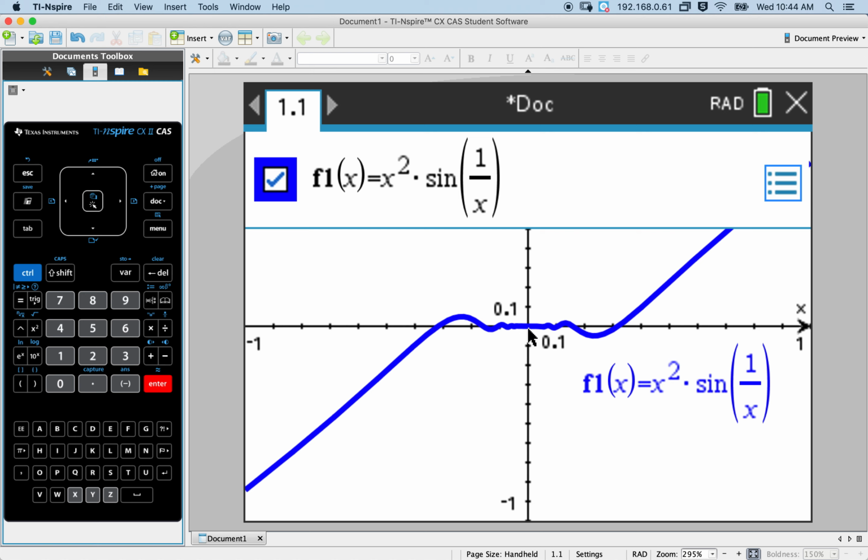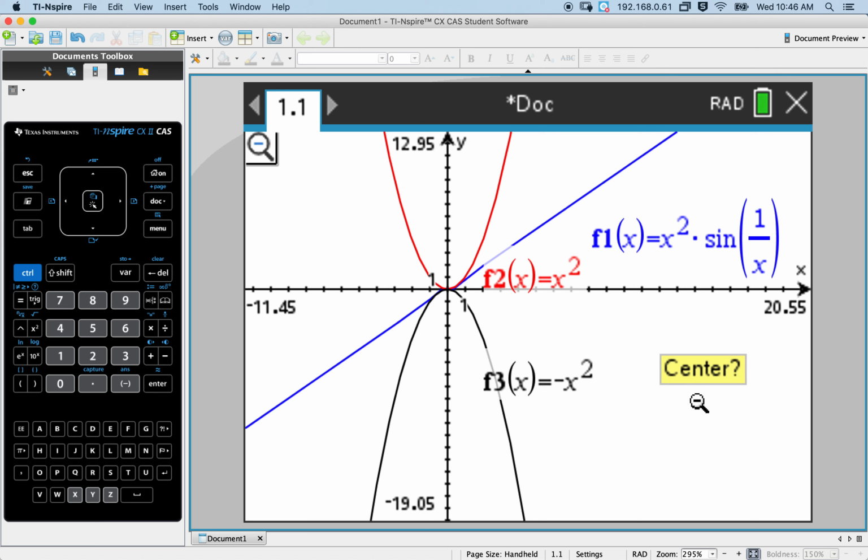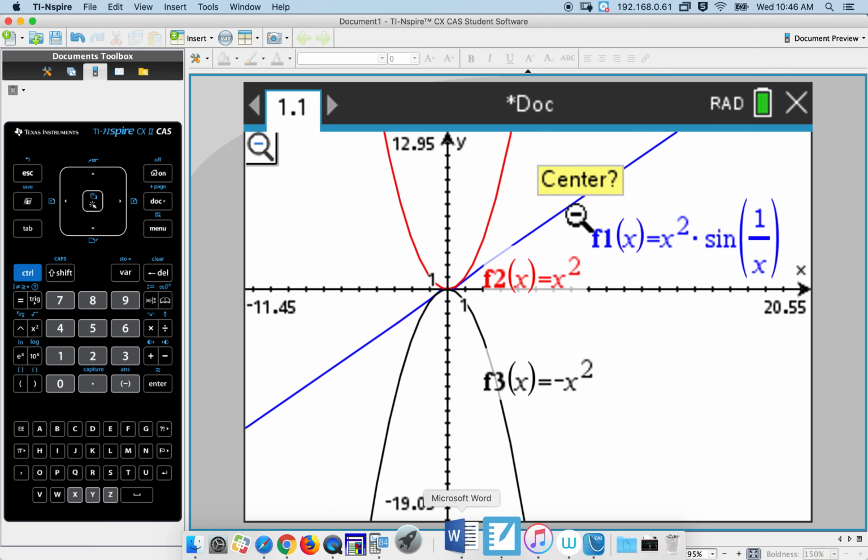Menu, number 4. I'm going to zoom out. And I want to zoom out with my center beam here. I might zoom out a little bit more even. And if you can see, in fact, this blue function, which is my x squared times sine of 1 over x, is in fact in between these two functions. So it's like we've squeezed this blue function inside of the red and the black function.